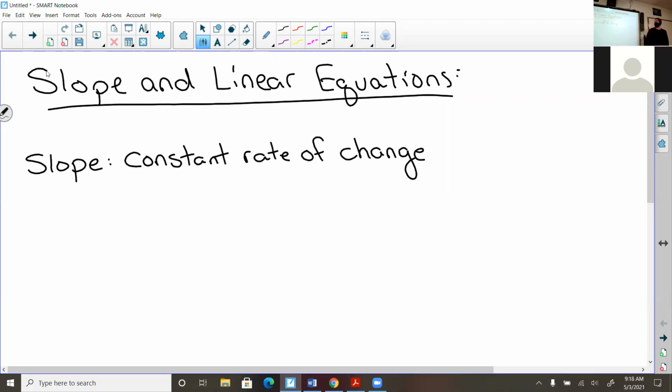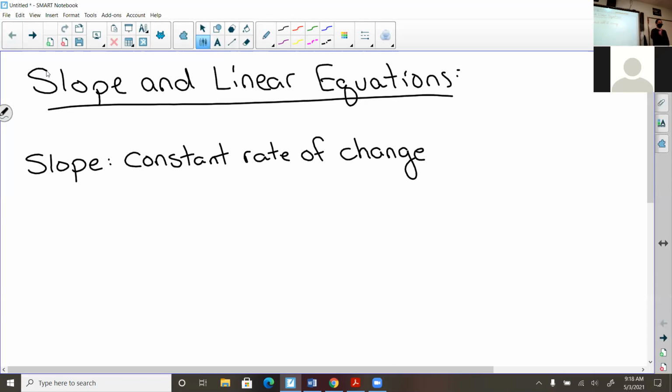Have a seat. All right, so the first thing that I want to just refresh your memory of is what is slope. Slope being a constant rate of change. Now, the concept of slope is extremely important in mathematics, not just with algebra, but working all the way up through calculus. The foundations of calculus is working with slope.